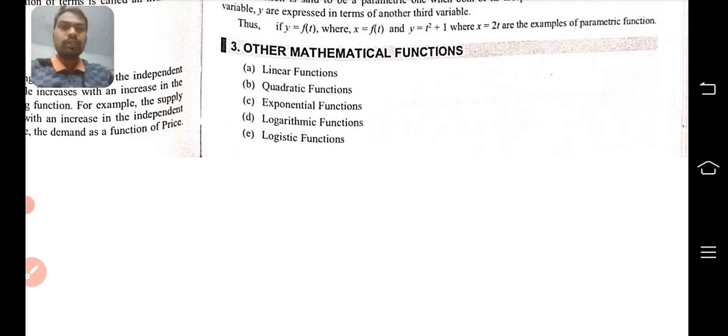And in this lecture today we shall be learning about the different types of mathematical functions that are very much essential while talking about mathematical operations in economics. There are different types of functions. We have already talked about them on the basis of set theory and real number theory. But right now we are going to talk about other important functions: the linear function, quadratic function, exponential function, logarithmic function, and logistic function. Let's discuss one by one.